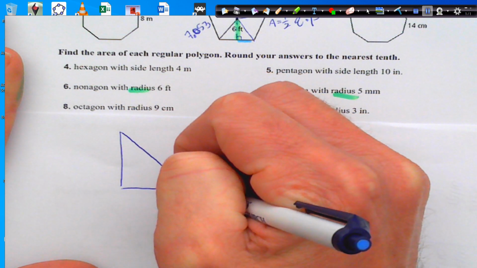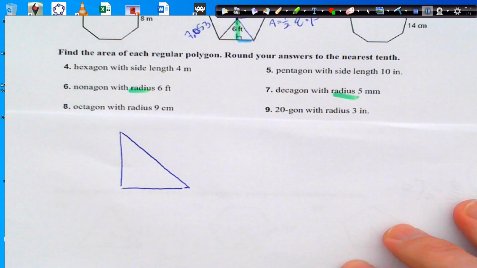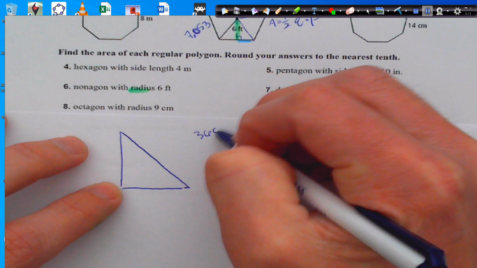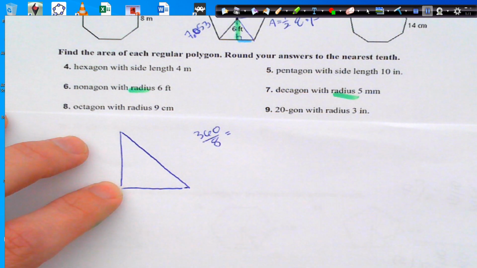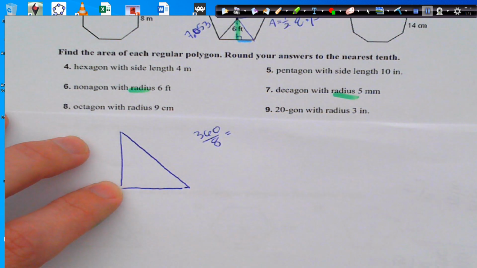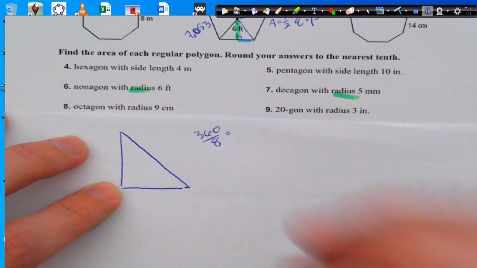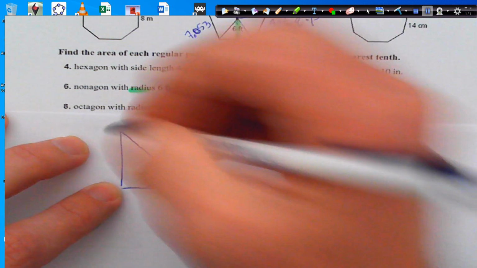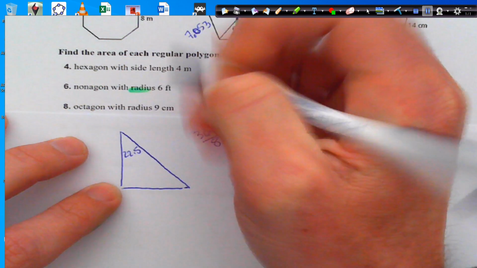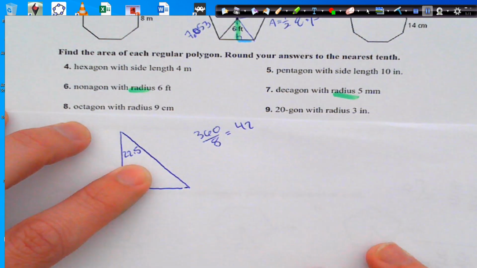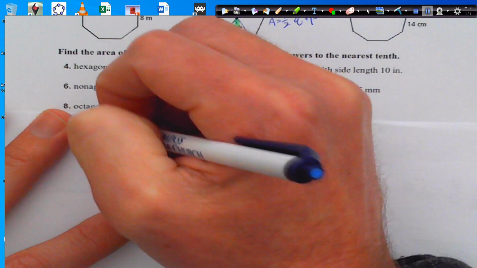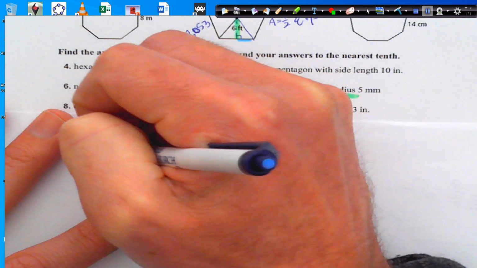Okay? And we haven't seen an octagon yet, so we're going to go ahead and do that, but we need to know what the central angle is by dividing it by 8. So 360 divided by 8 will give me my central angle of 45, and then divide that by 2. So remember, the apothem is going to cut that angle in half to give us 22.5. The radius is 9. The radius is always that hypotenuse. And we have to double this up again.